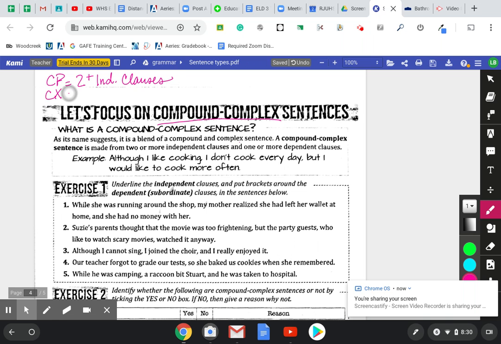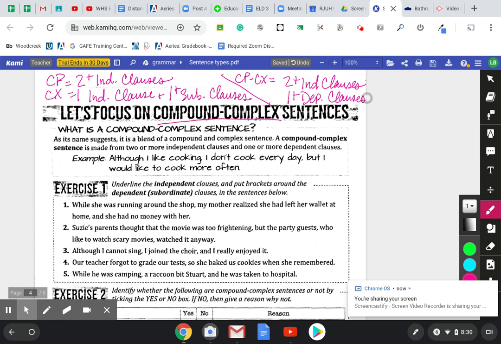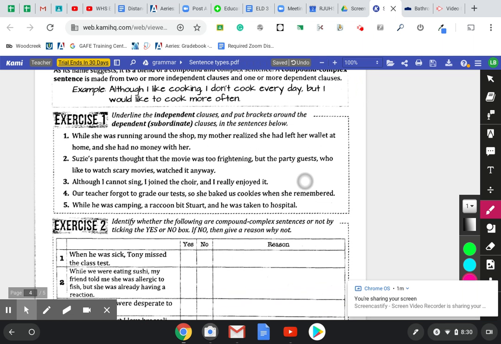In a complex sentence, it's one independent clause and one or more subordinate clauses. So if you add those up, a compound complex sentence is two or more independent clauses and one or more dependent clauses, right? And so let's look at exercise 1.